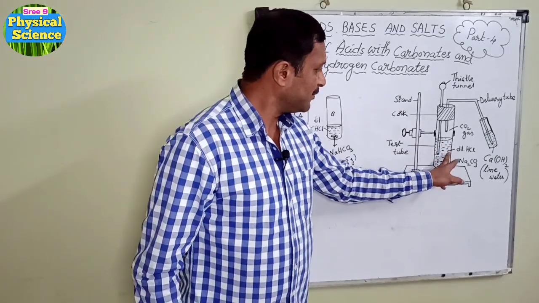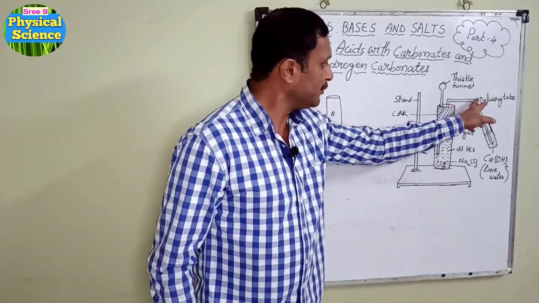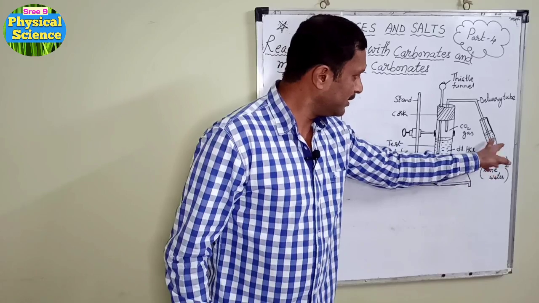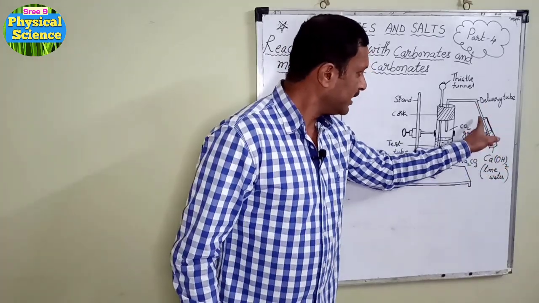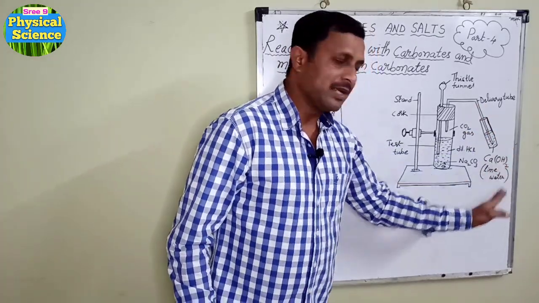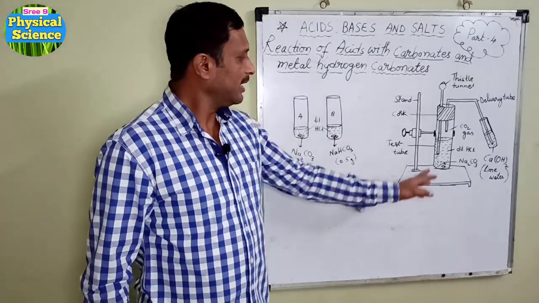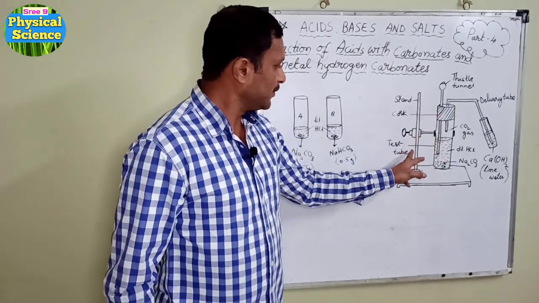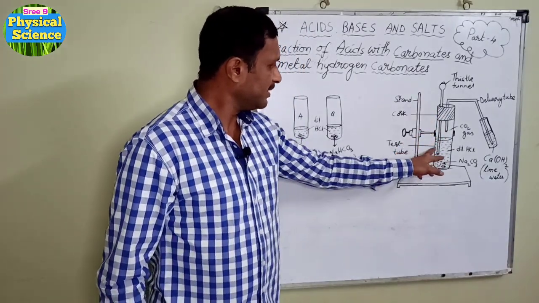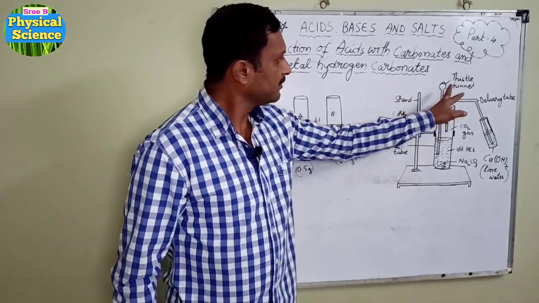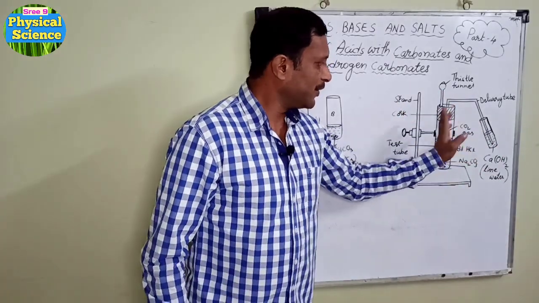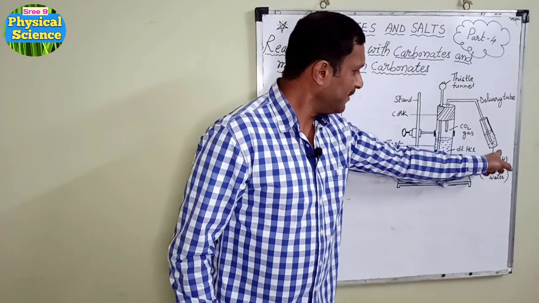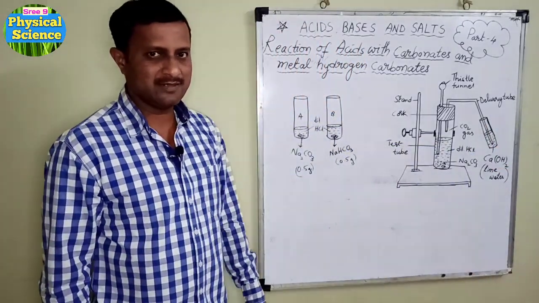Now the gas which is produced enters the delivery tube and passes through the delivery tube into another test tube which contains lime water. The arrangement is fixed to a stand. Here this is the test tube and this is the cork, right? Here CO2 gas is produced and it is passed into the lime water.